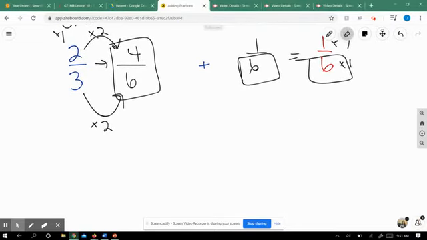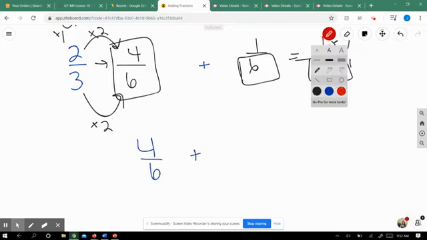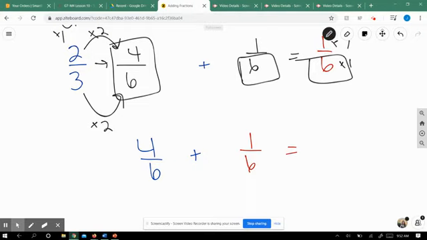But now we can go ahead and finish solving. We have our 4/6 plus our 1/6, which would be, we have to add on the top. 4 plus 1 is 5. And then our denominator stays the same, 5/6.